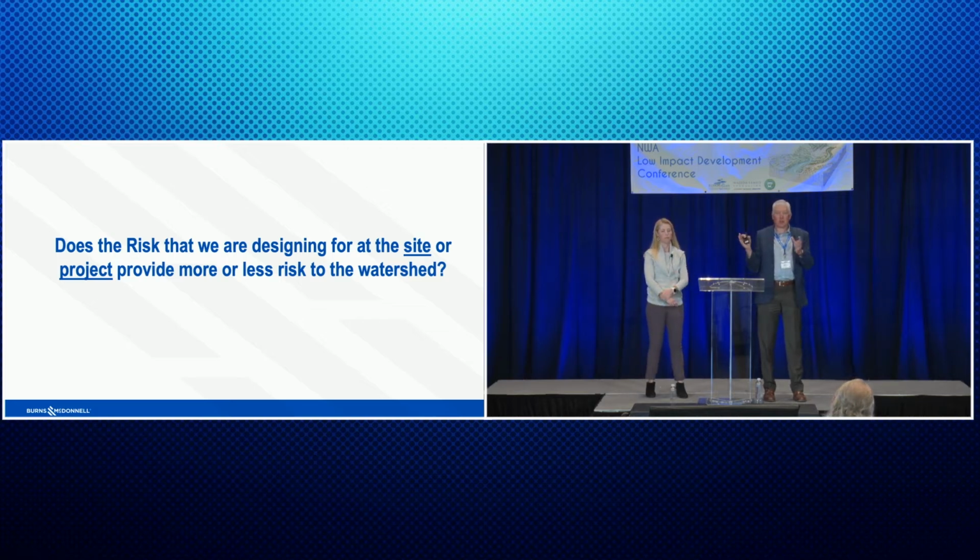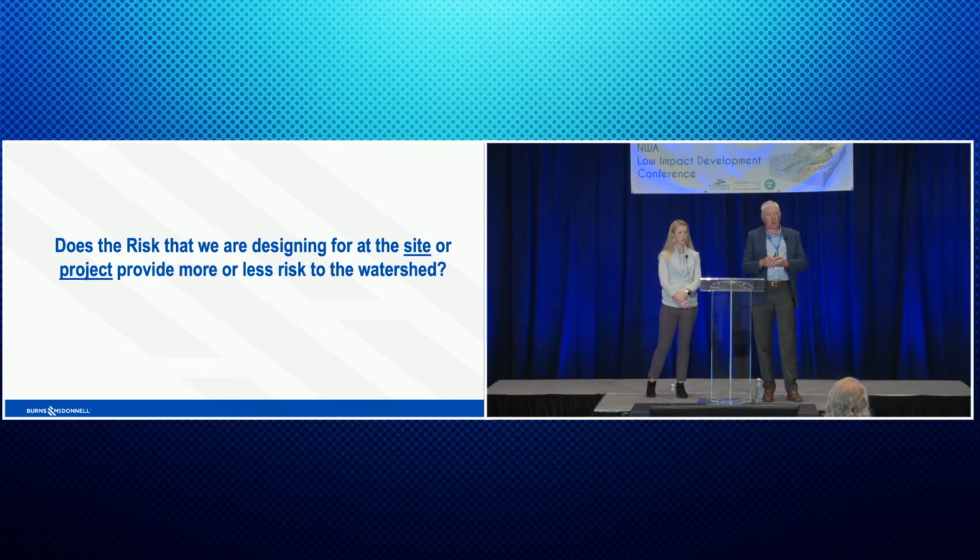Where does the risk go? We are actually just moving that downstream to others. And so what I would argue for is, can we mitigate risk more across the watershed? Can we find more holistic, system-type solutions?